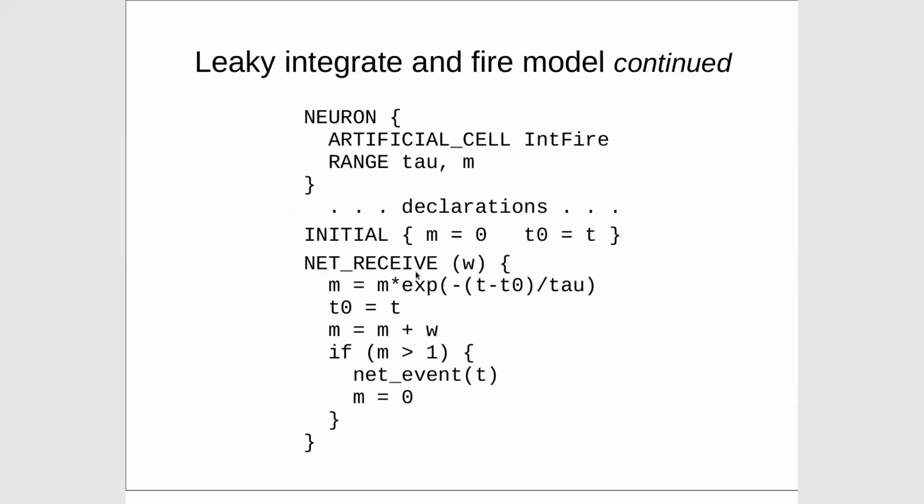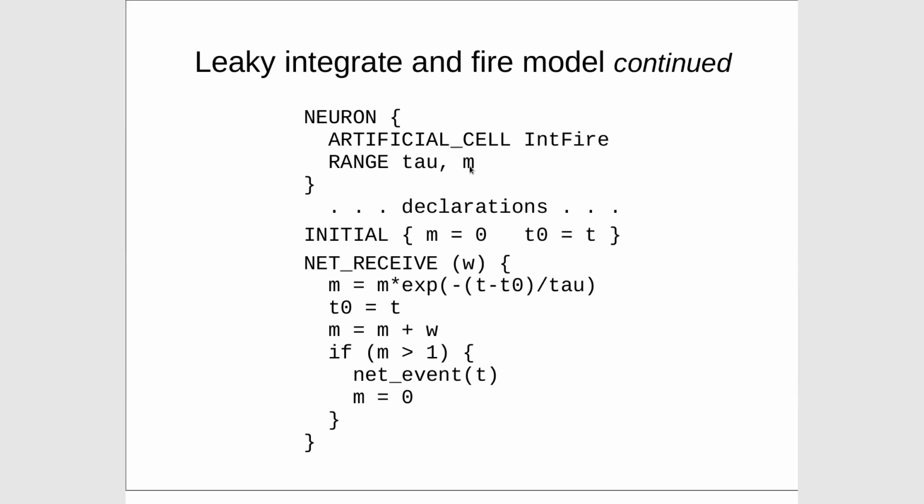Simple algebra. Here's an example of the net receive block for this artificial cell. You'll notice in the neuron block, it's declared as an artificial cell. It's a class name because we might want many of these. It has 2 range variables. One is time constant, so each instance can have a different time constant, and one is M, because we might want to discover the value of M.